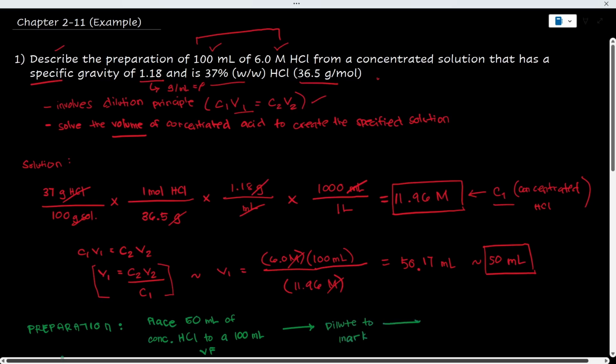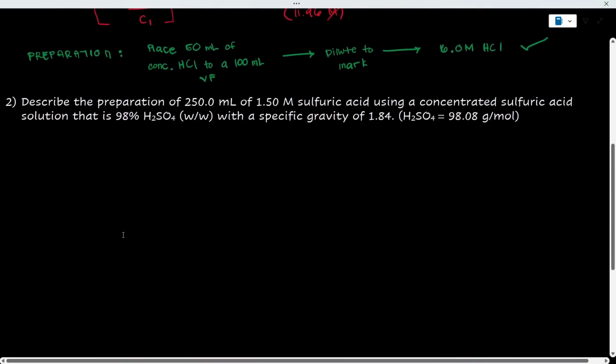Okay, after diluting to the mark, you have produced the 6.0 molar HCl. So that is how you prepare the 100 ml of 6 molar HCl. For more practice, let's solve two more problems.